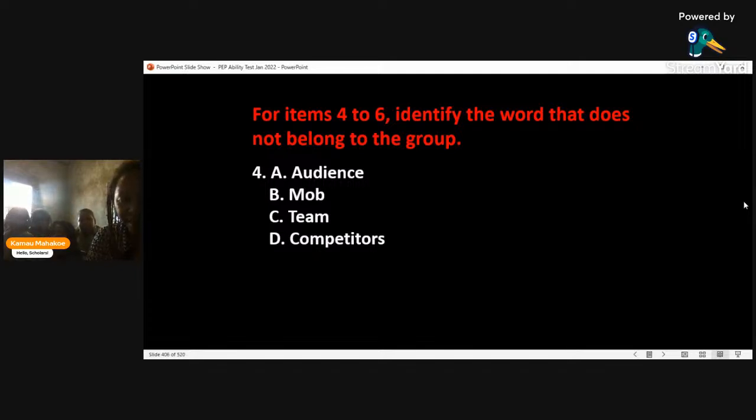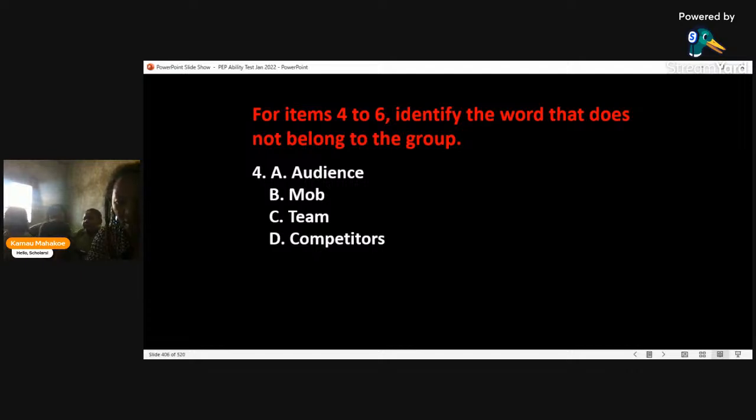All right, for items 4 to 6, identify the word that does not belong to the group. Audience, mob, team, competitors. Which one does not belong? You're saying mob. Why doesn't it belong? You have to tell me why. Just tell me what's the rationale. It's the audience. They're like watching people. But the others, it's like watching. Audience. Oh, audience. Okay, so they are the audience watching.